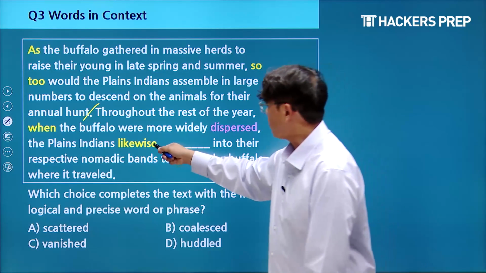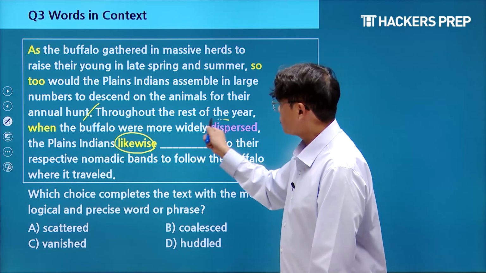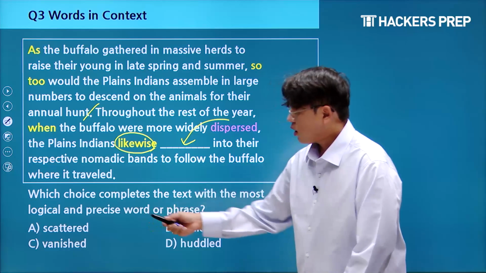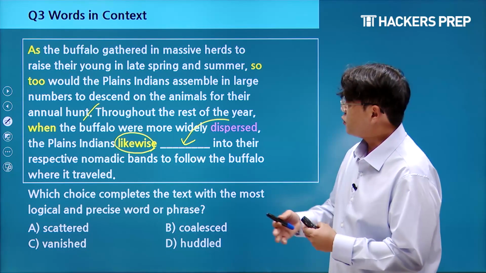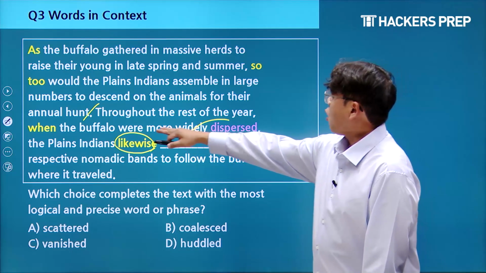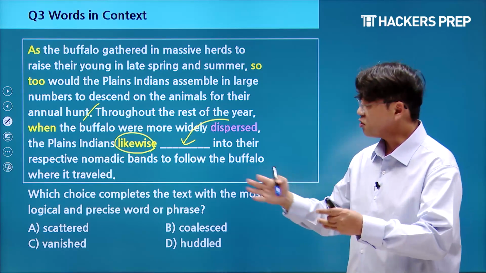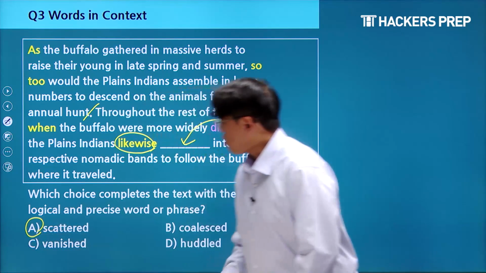So this signals a parallel structure, right? So what would happen to these people as well? They would also disperse. All right. So the right word to guess would be to look at each word and think about what would happen to the people, just like the buffalo. So when the buffalo were more widely dispersed, the Plains Indians would also disperse, spread out. So they would scatter. What about vanish?